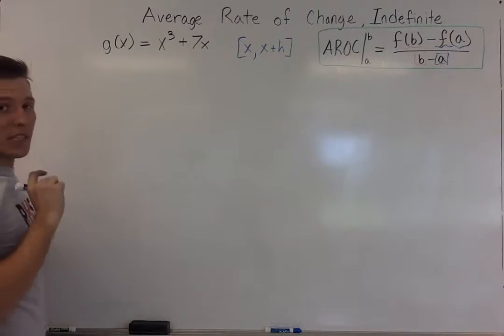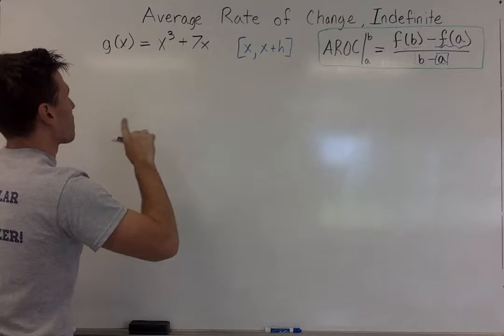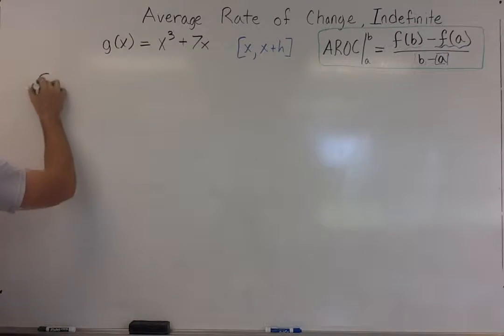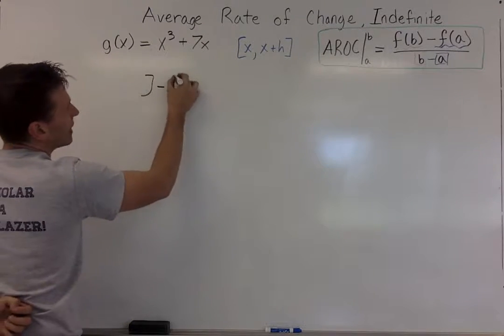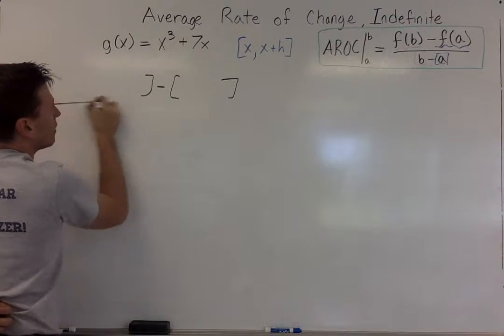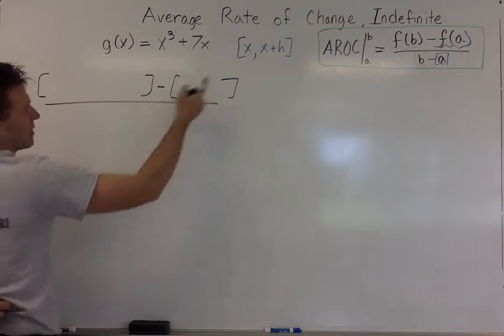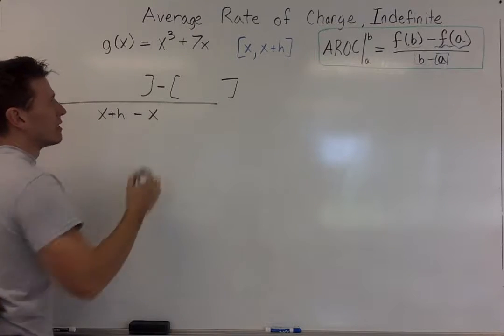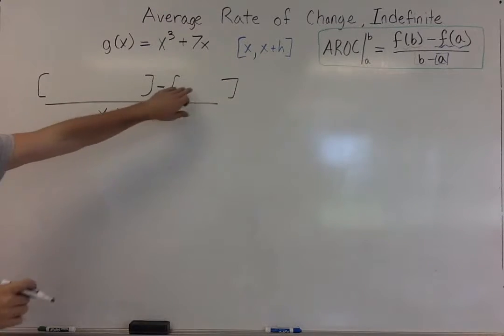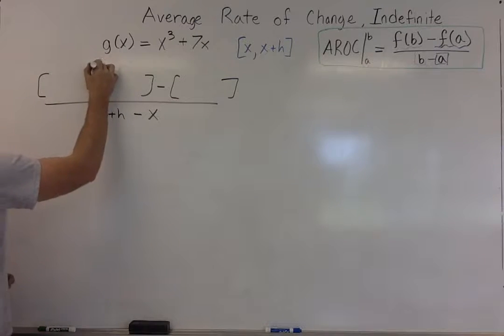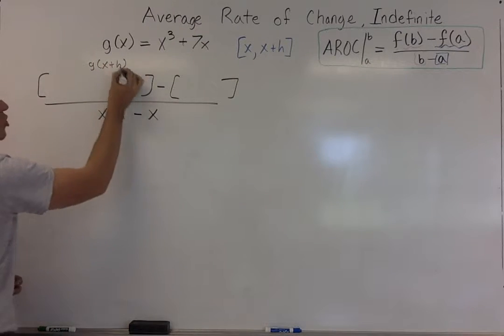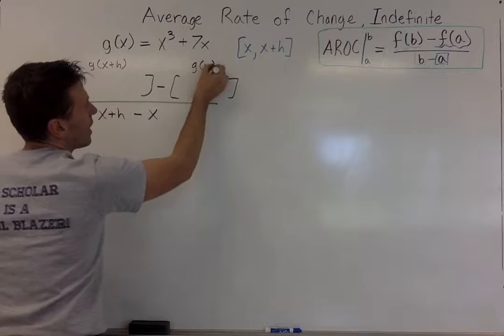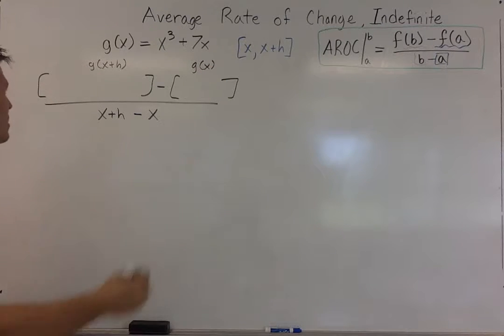I know that I'm going to use the same thing, my final minus initial over final minus initial, so it's going to be something minus something over final minus initial. Well, final is x plus h, minus initial is x. So this top part will be g of x plus h. This will be g of x. And so now I just need to plug those things in.